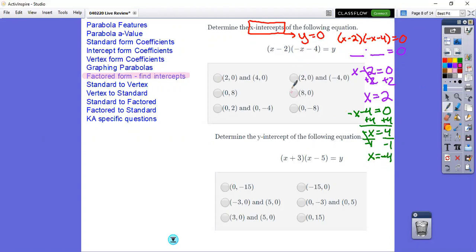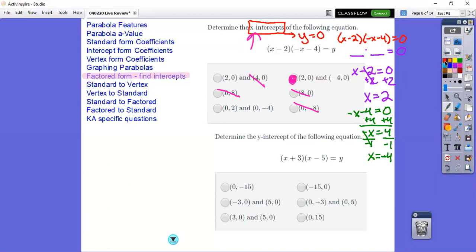Now the trick is, okay, we're done with the 8s that are here. We're done with the 2 and the positive 4. We understand that, but which one of these is it? So what you have to remind yourself is these are x-intercepts. So these are x values with a y value of 0. Okay, so x values with a y value of 0, and that is your answer.